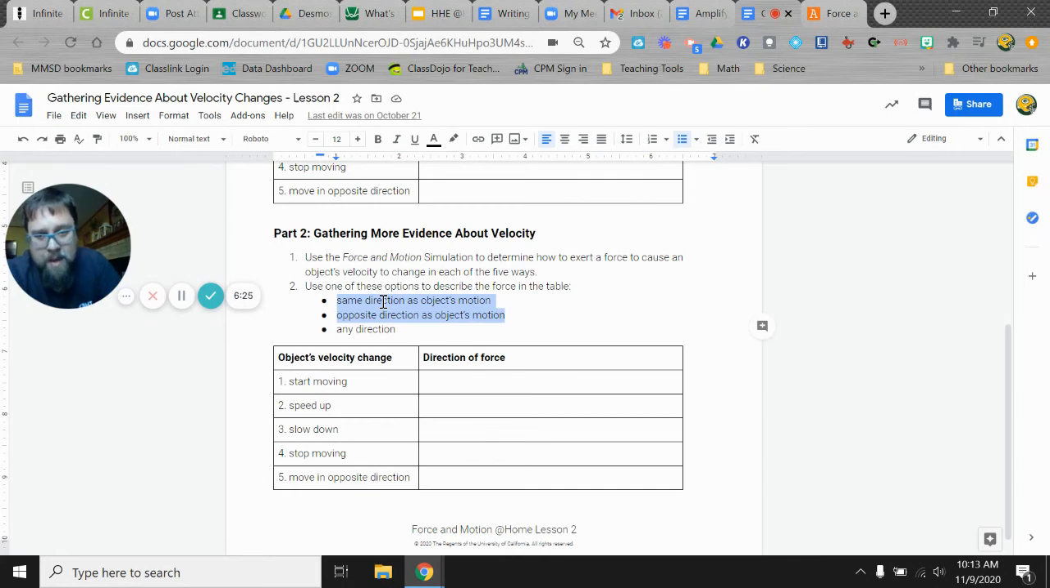So where you pick up then is you need to figure out how to get an object to slow down, stop moving, and move in the opposite direction. Okay, so those are 3 more that you'll need to do. All right, good luck with that. Please ask your teachers if you have any questions.